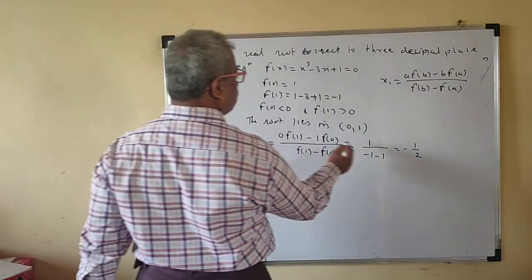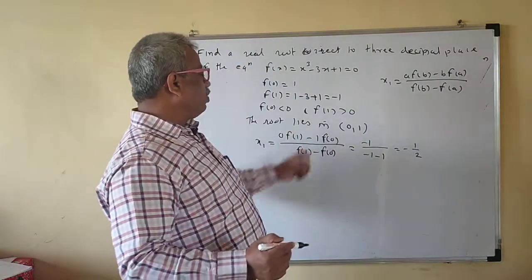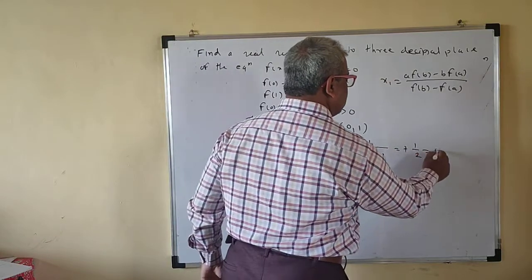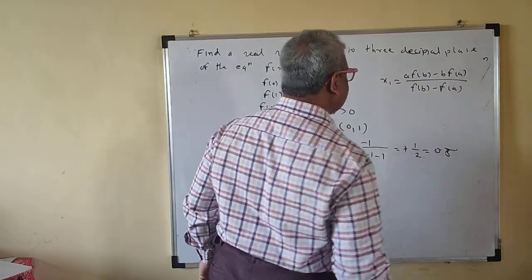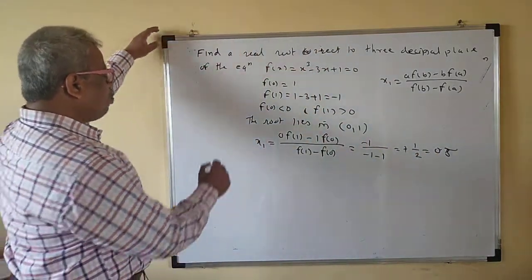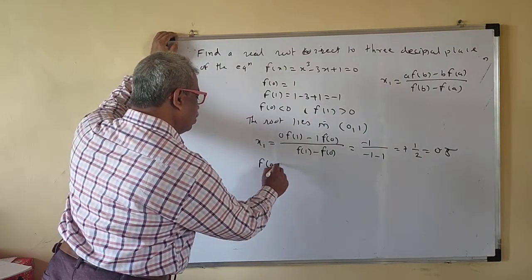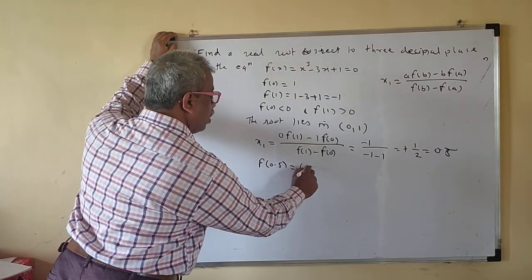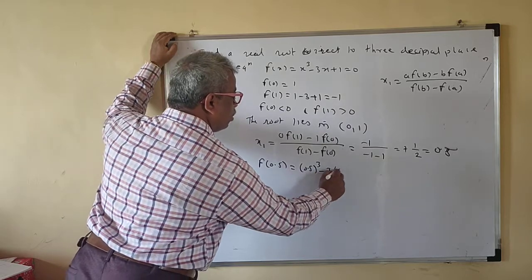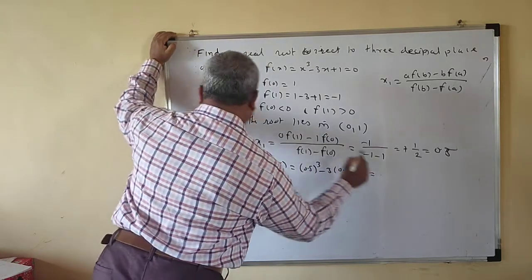Oh, this is minus 1. Okay, f of 0 is 1, so minus 1. This is plus 2. I will write this as 0.5. Okay, so I have to find the value of f of 0.5 now. f of 0.5 is 0.5 cube minus 3 into 0.5 plus 1 is equal to.